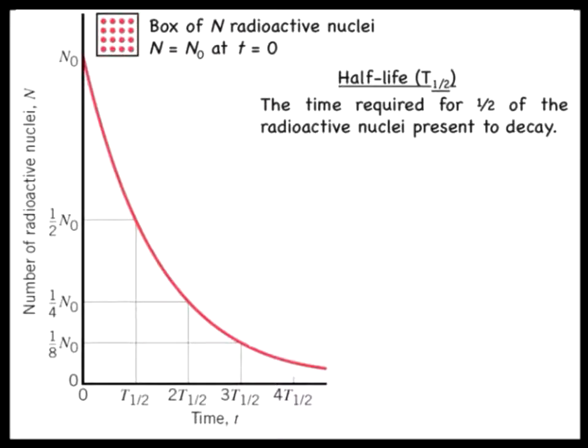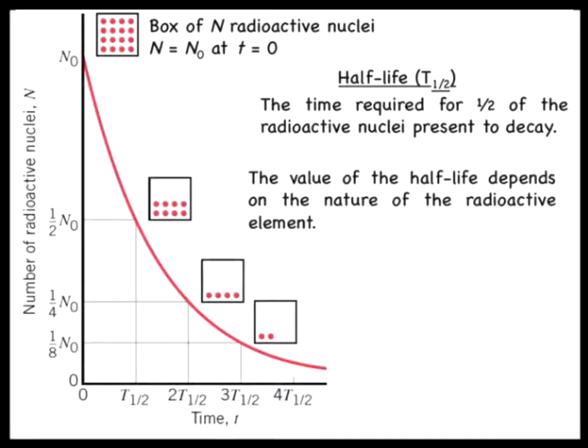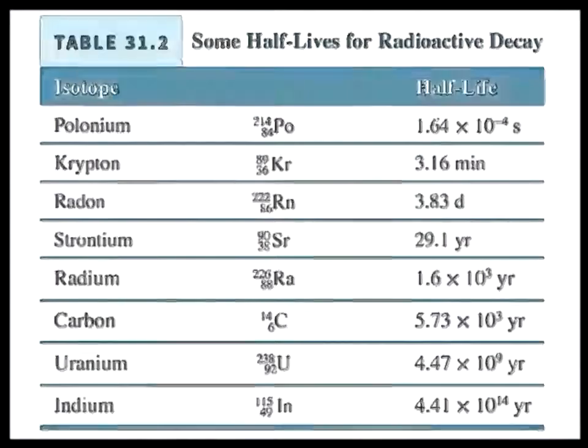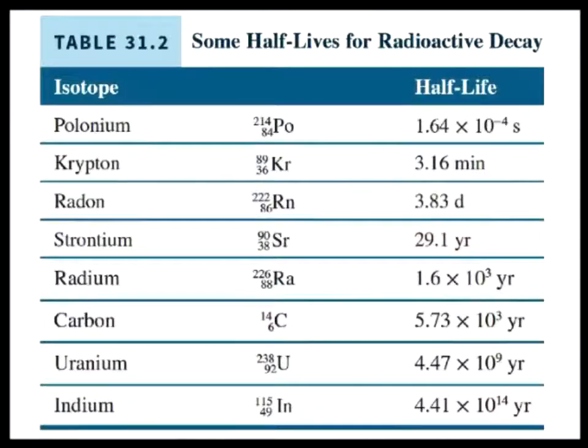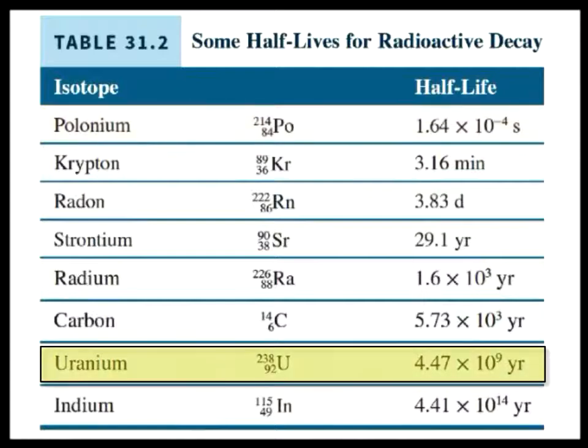In the figure, the number of nuclei present at time t equals 0 is N equals N0, and the number present at t equals T1/2, or after one half-life, is half of the original number, or N0 over 2. The number present at t equals 2 times T1/2, or 2 half-lives, would be N0 over 4, and so on. The value of the half-life depends on the nature of the radioactive nucleus, as it varies from nucleus to nucleus. Here is a table showing the value of the half-lives for different nuclei. Notice that the values range from a fraction of a second to billions of years.